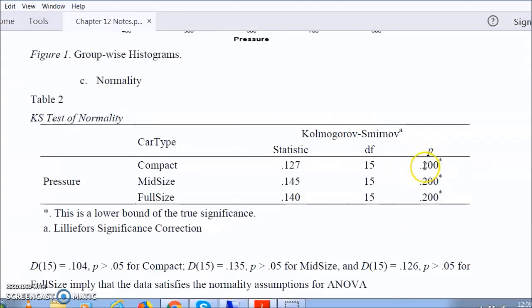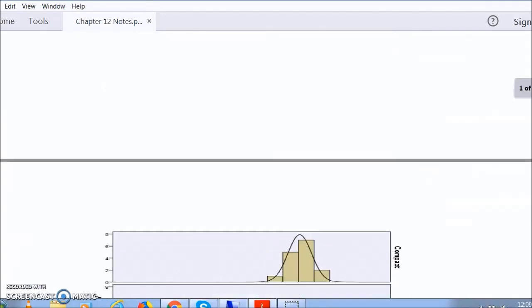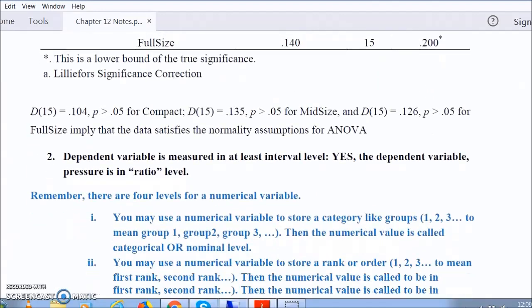If you look at the p-value, it is 0.2, 0.2 and 0.2, which means it is greater than 0.05, and we cannot reject our null. So we fail to reject our null, which essentially means that it follows a normal distribution and satisfies the normality assumption for ANOVA. So the normality assumption is satisfied.